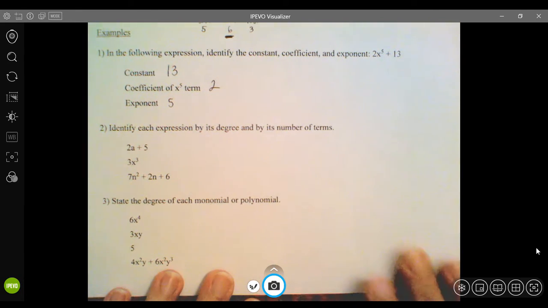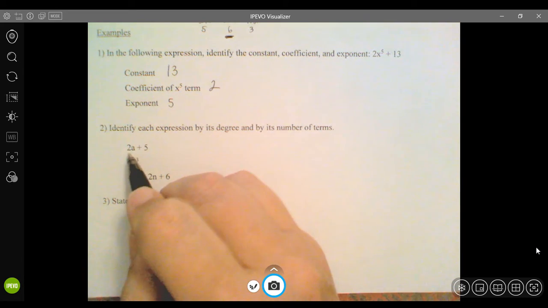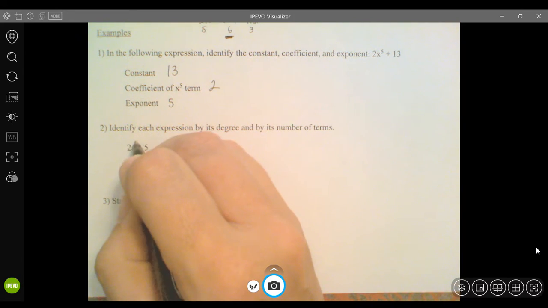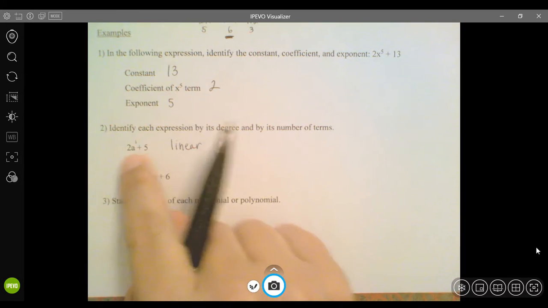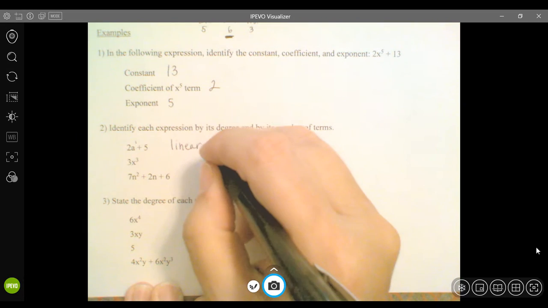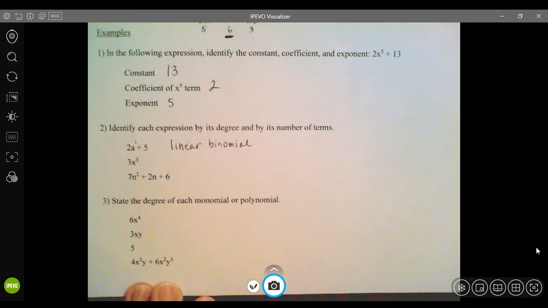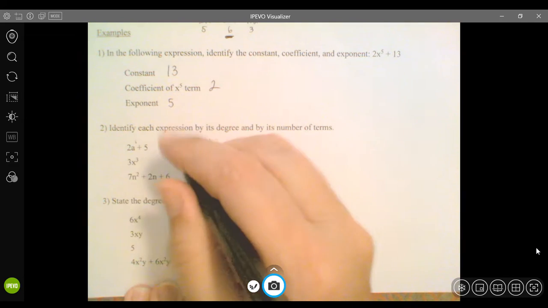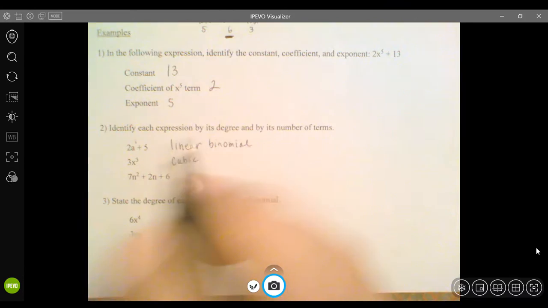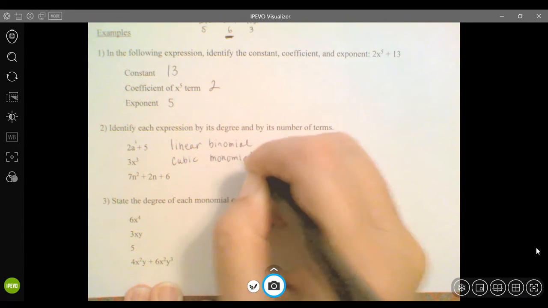Identify each expression by its degree and by its number of terms. All right. Highest degree here is 1, so we know this is linear. And how many terms do you see? 2 terms. Therefore, this is a binomial. Look at this one. What is the degree? 3. So that is cubic. How many terms do you see? Just 1. So it's a monomial.